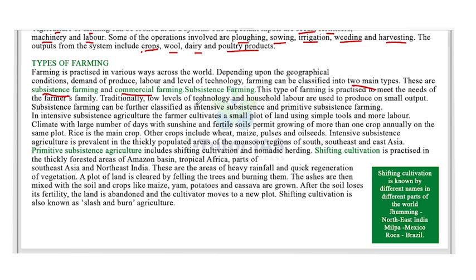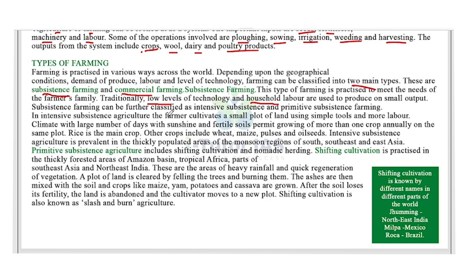Traditionally, low levels of technology and household labor are used to produce a small output. So they used only low-level technology and household labor, and they only make a small output. That's why they only use low levels of technology and household labor.